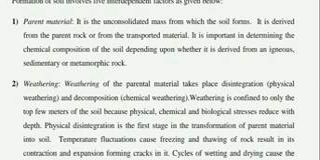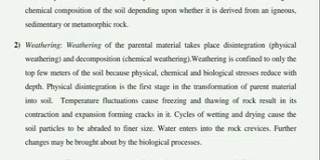rock. Weathering of the parent material takes place: disintegration, physical weathering, and decomposition, chemical weathering. Weathering is confined to only the top few meters of the soil because physical, chemical, and biological stresses reduce with depth. Physical disintegration is the first stage in the transformation of parent material into soil. Temperature fluctuations cause freezing and thawing of rock, resulting in its contraction and expansion, forming cracks in it. Cycles of wetting and drying cause the soil particles to be reduced to finer size. Water enters into the rock crevices. Further changes may be brought about by the biological process.